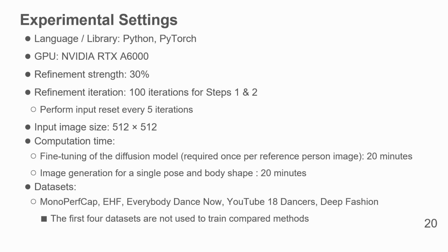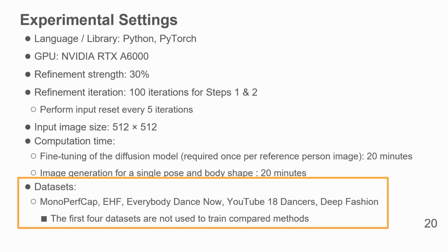Our experimental settings are described here. Among the 5 datasets we used, the 4 datasets are not used to train compared methods because we would like to evaluate the generalizability of these methods for unseen datasets. For more implementation details, please see our paper.